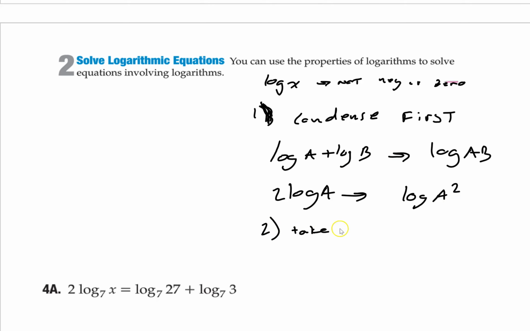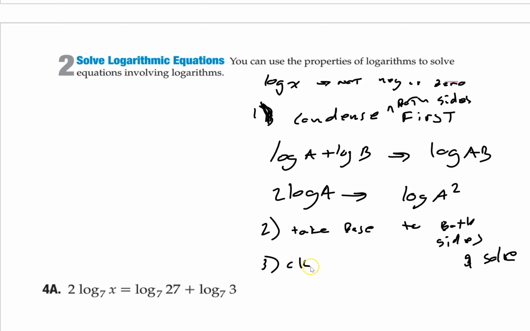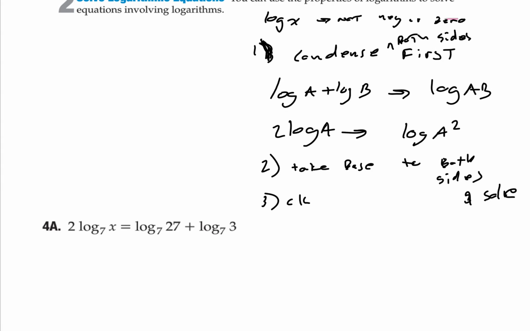Take the base of both sides. So condense, I should say condense both sides first. And then once you do that, you take the base to both sides and solve. And then 3, check your work. Make sure all the answers work. So that's the idea. So again, first step 1, right here, hard to see. Condense both sides first.